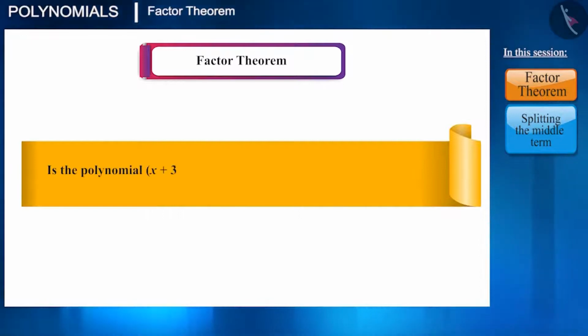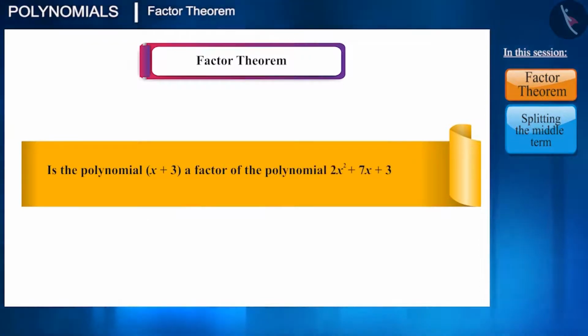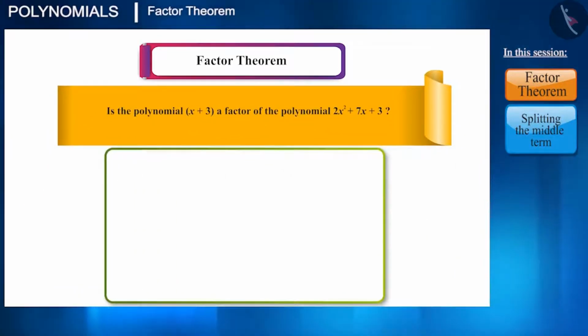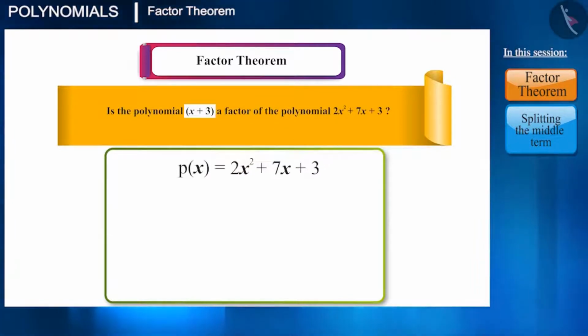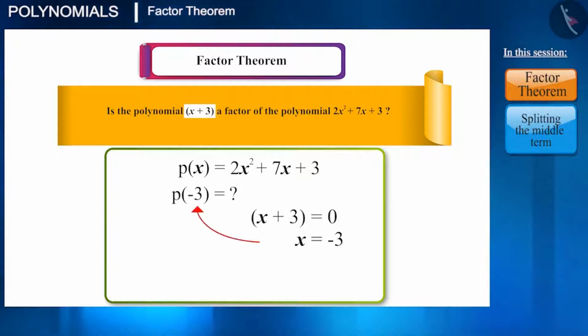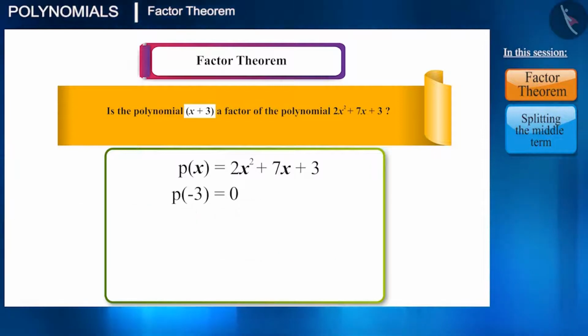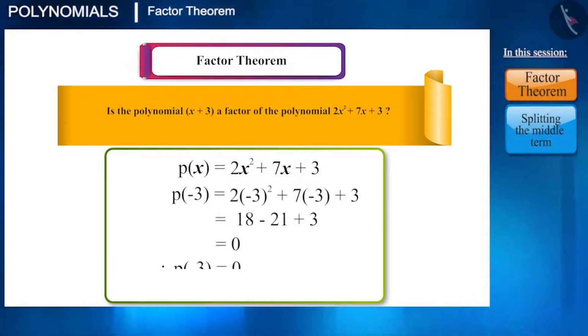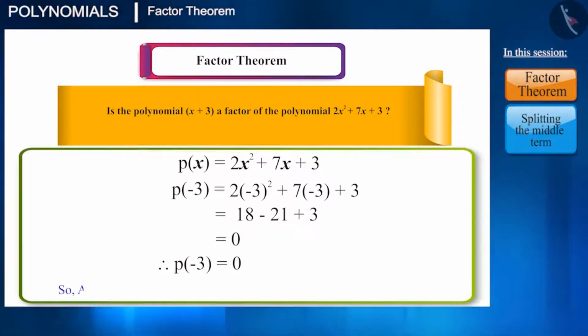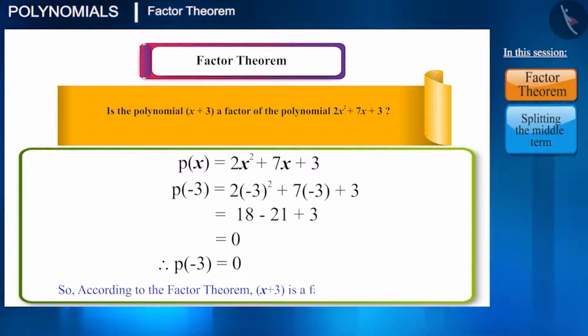Check whether x plus 3 is a factor of the polynomial 2x squared plus 7x plus 3 or not. According to the factor theorem, if x plus 3 is a factor of the polynomial 2x squared plus 7x plus 3, then p of minus 3 should be 0, where minus 3 is obtained by equating x plus 3 to 0. That is, if we write the polynomial this way, we have to check whether p of minus 3 is 0 or not. So let's check it. Now we can say that, according to the factor theorem, x plus 3 is a factor of this polynomial.